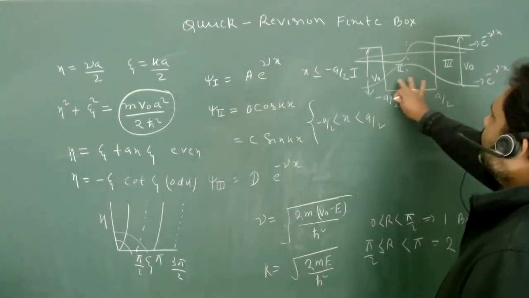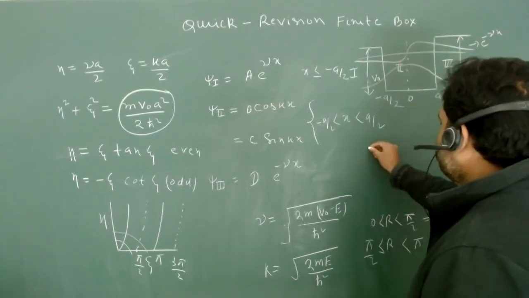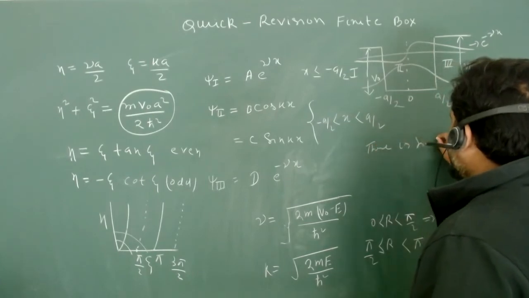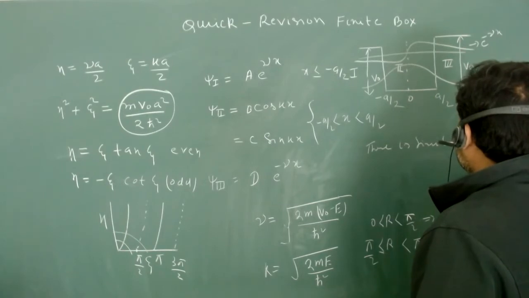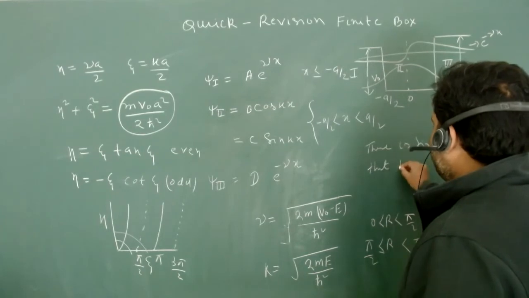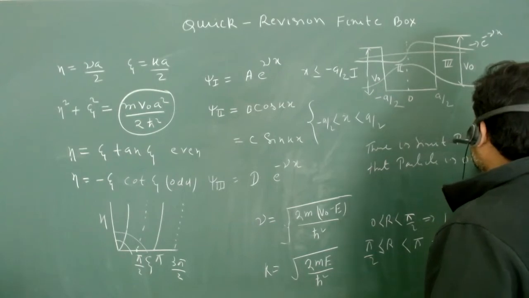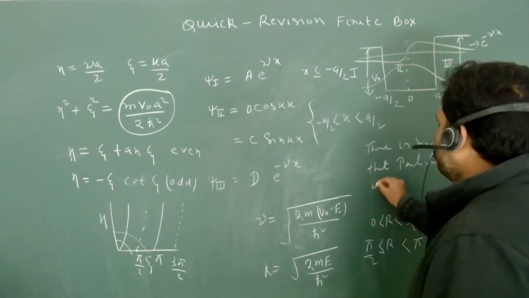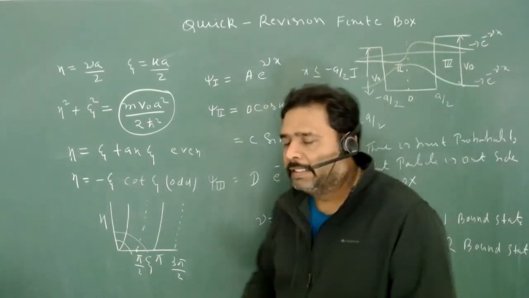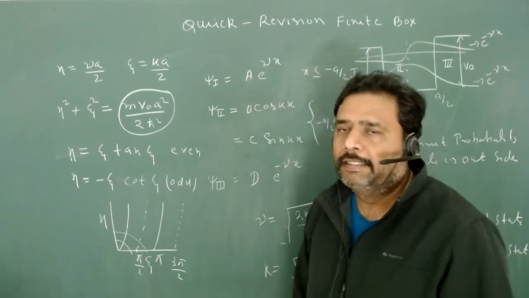You have to remember that there is a finite probability that the particle can be found outside the box. So in an infinite potential box, the particle is trapped inside the box, but in a finite box, it can tunnel outside also.